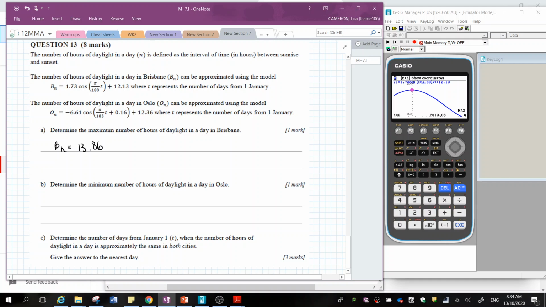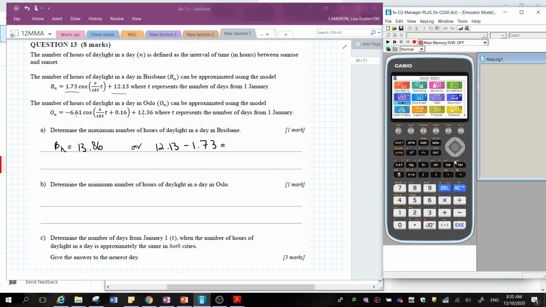Okay, the other way I could have determined that is I could have thought about how I'd actually graph this. So this is the equilibrium value. The max will occur when you add that to that, or the minimum will occur when you take that from that. So looking at this one down here, to work out the minimum, I could do 12.36 minus 6.61, and that would give me the minimum value. But otherwise, I know I'm going to have to graph it eventually anyway, so I may as well just do that. So this was your first option, or you could do 12.13 minus 1.73, and that would give you the same thing for the minimum value of daylight in Oslo.